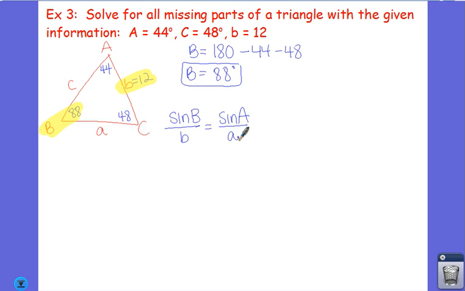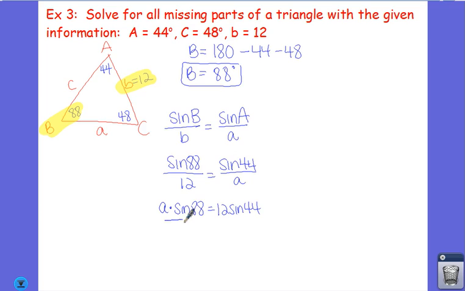So of course, sine of big B is 88. Little b is 12. Sine of big A is 44. Little a we don't know. So cross multiply. Sine of 88 times a. So a times the sine of 88 equals 12 times the sine of 44. Of course, we need a by itself, so we're going to divide by the sine of 88.